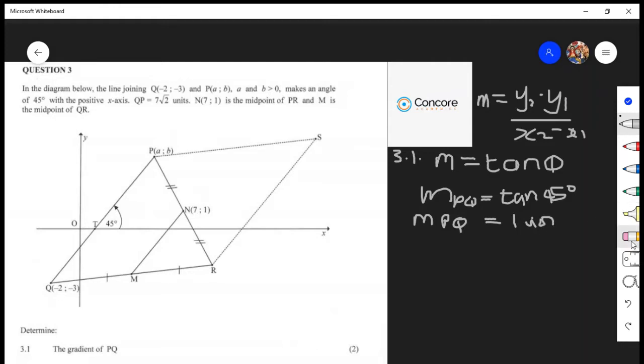Yes. I'm sorry, I can't hear what you're saying. You can put the unit if you want, or you don't need to put it. You won't lose a mark or gain a mark. Okay.